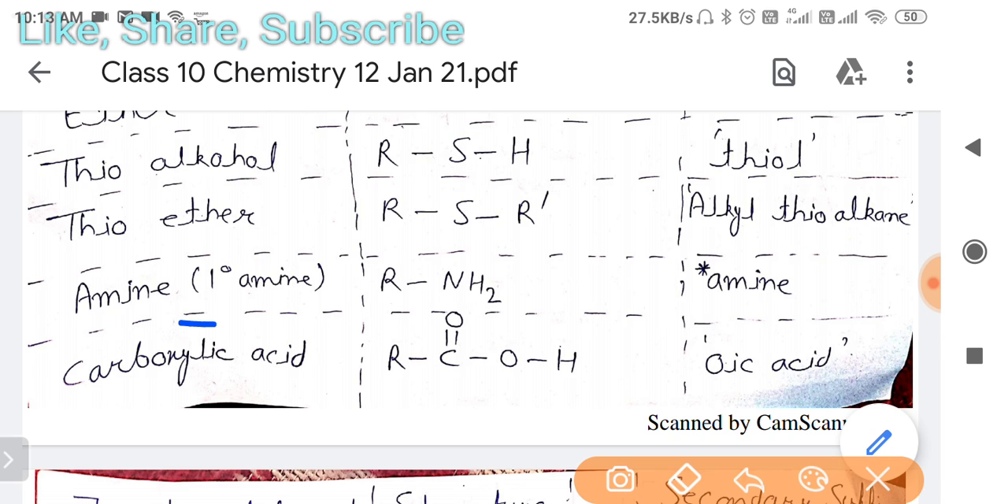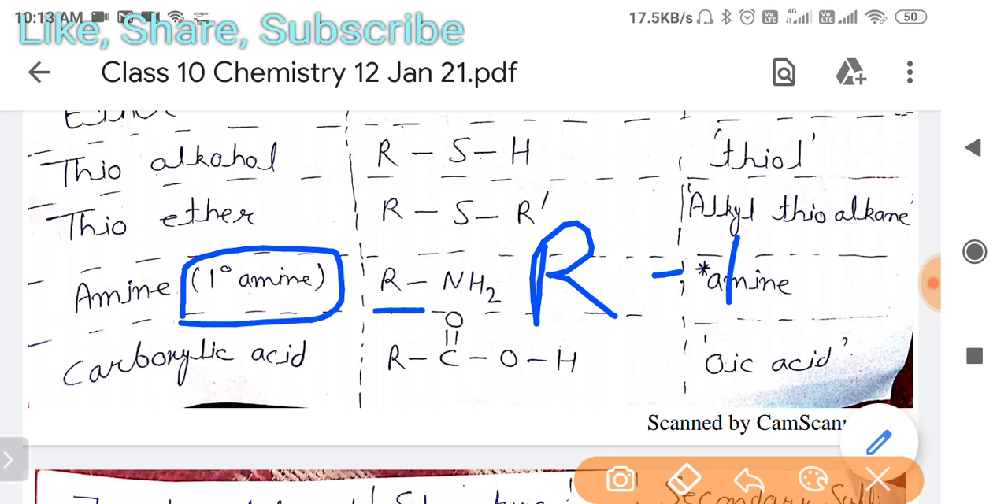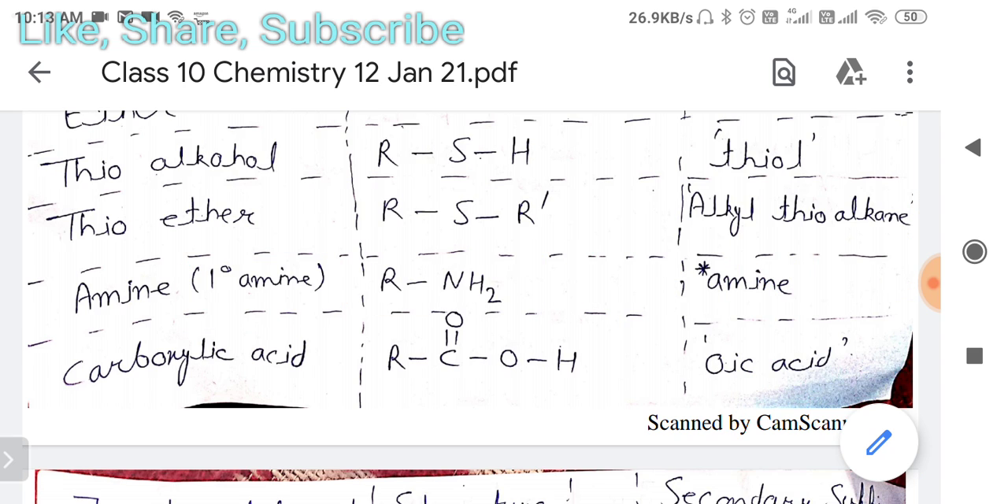When we talk about the primary amine, it means only one alkyl group is present with the N, and two hydrogens are present. If we remove one hydrogen and replace it by one alkyl group, it is known as a secondary amine. You will read about it in the next classes.